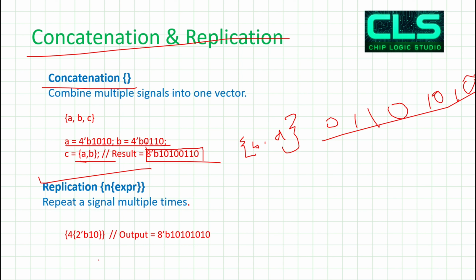And a similar case is replication. We are using concatenation along with a multiplication count, saying how many times it should repeat. So if it is 10 with a count of 4, it is saying repeat 4 times, so it is a repetition of 4 times of 10. We will get 10101010. So this is for day 2.